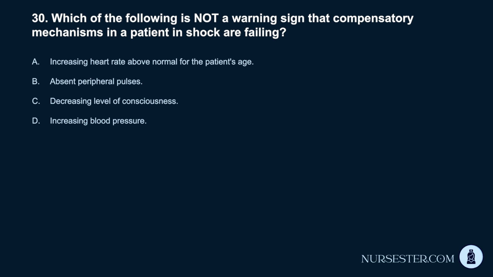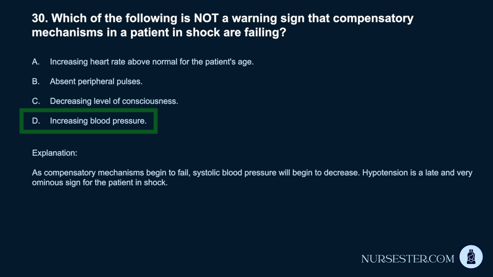B. Absent peripheral pulses. C. Decreasing level of consciousness. D. Increasing blood pressure. Correct answer, D. Increasing blood pressure. As compensatory mechanisms begin to fail, systolic blood pressure will begin to decrease. Hypotension is a late and very ominous sign for the patient in shock.